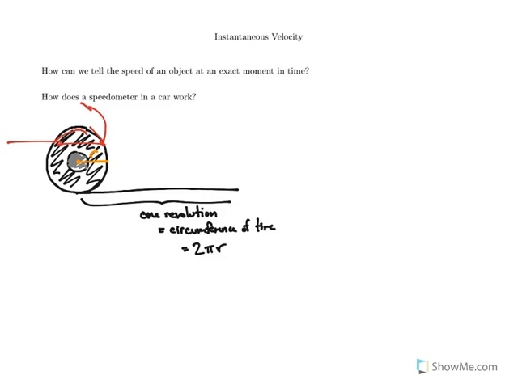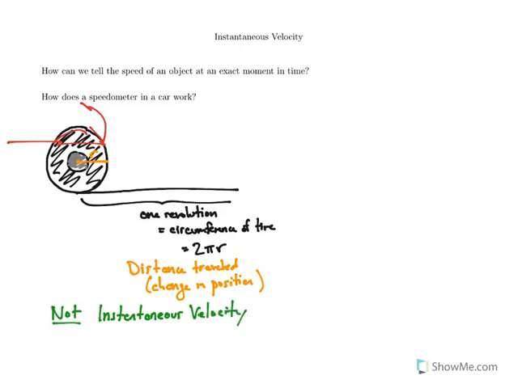So the car can track how much time it took to do one full revolution of a tire. And then with that, we can tell the distance traveled. So note that this is the distance traveled, the change in position, and then it tracks how long that's going to take, and that gives us the speed. So note that this is not instantaneous velocity. This is, however, the average velocity over a small time interval.